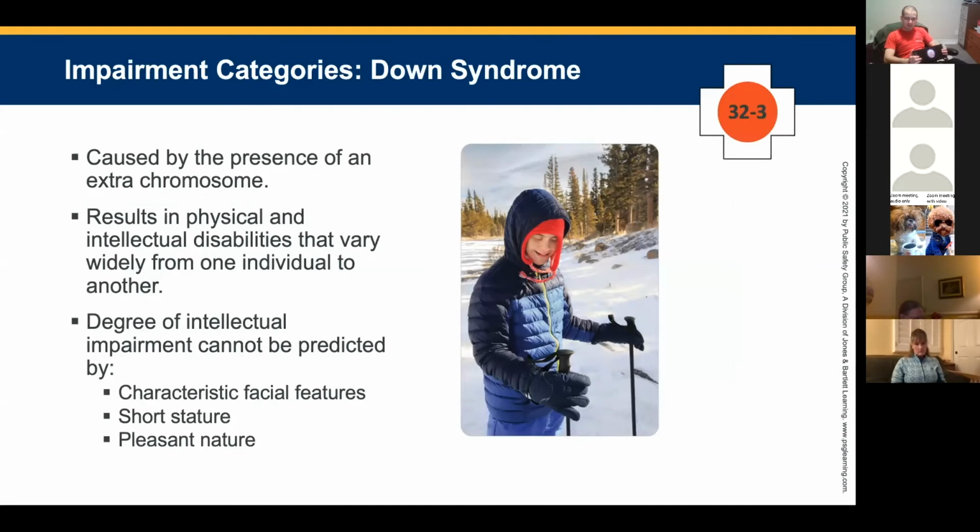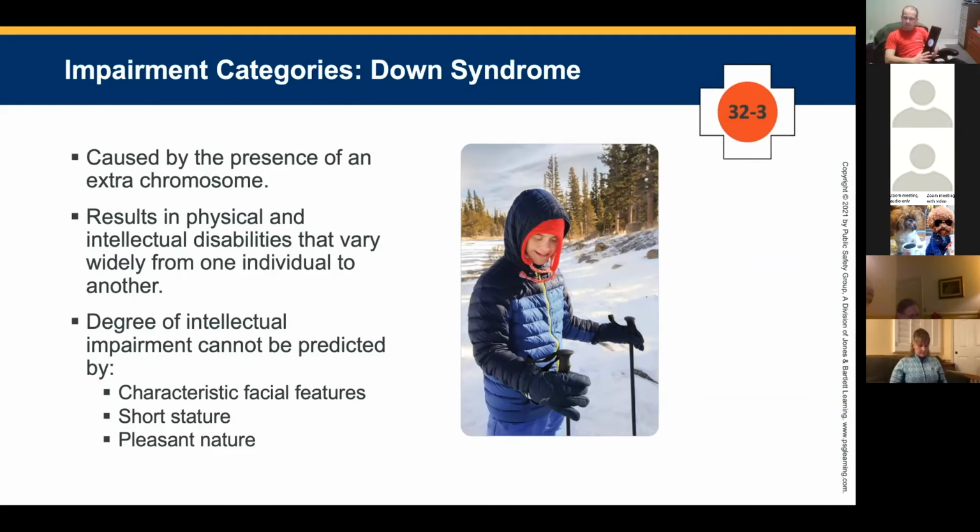Does that sound familiar? Or is it 21? Anybody know? Is it 21 or 23? I don't know for sure, but 23 sounds right. Yeah, for some reason, I want to say 23 is where that extra chromosome is, but it could be 21. But yeah, Kelly, I agree. 23 just sounds very, very spot on.